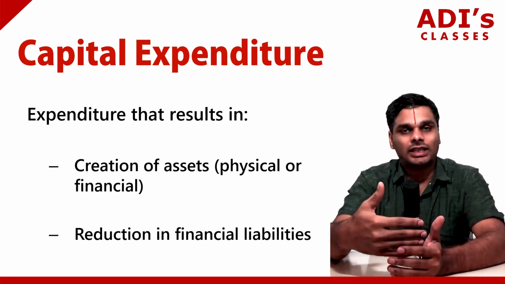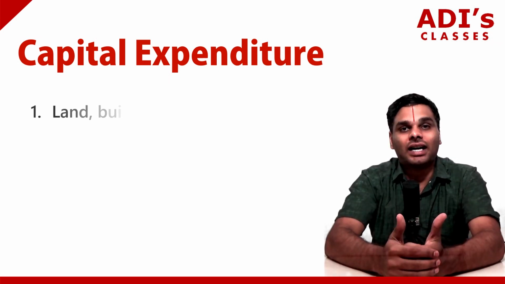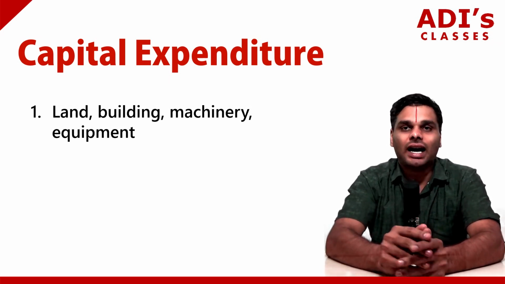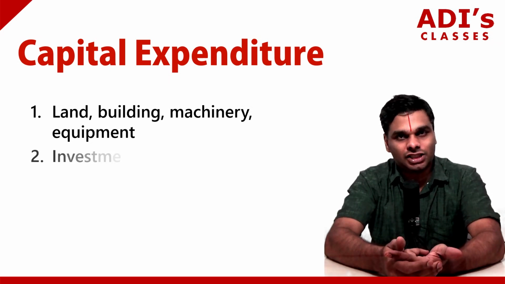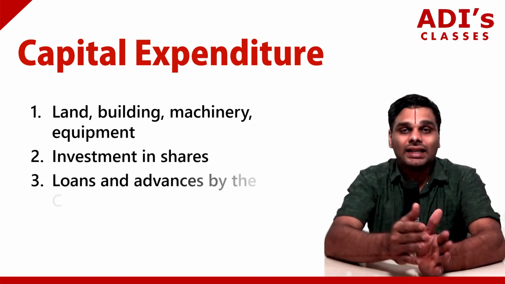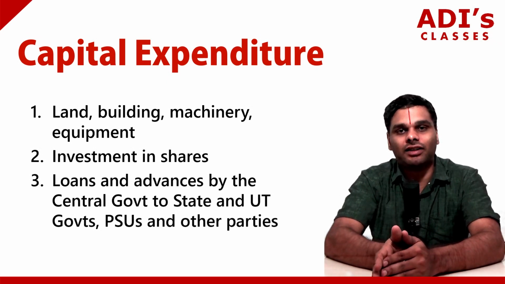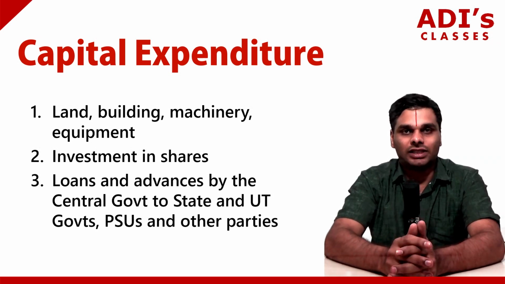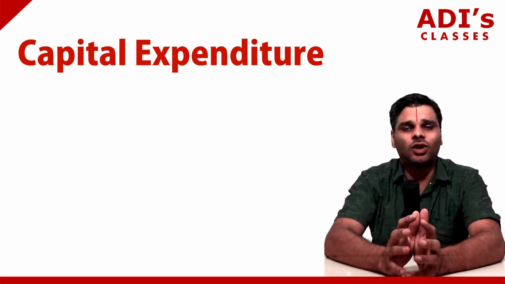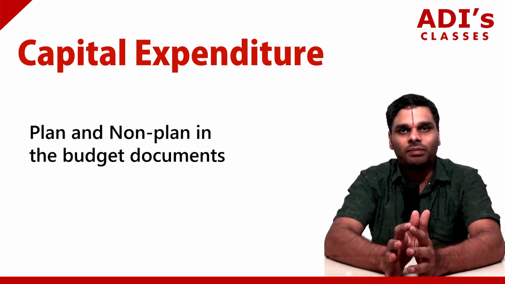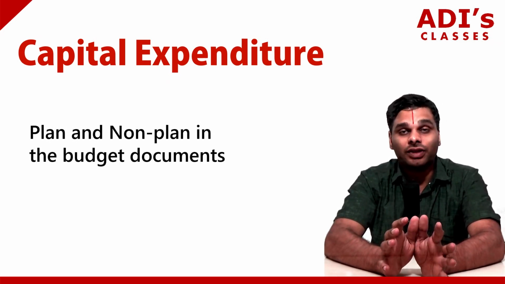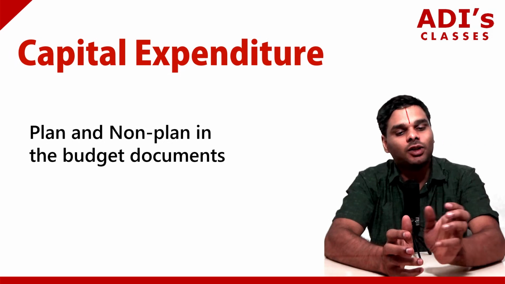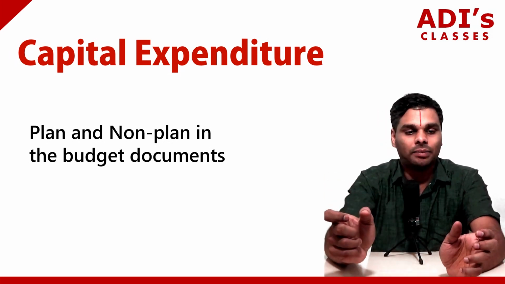So this includes the expenditure on the following. Number one, the acquisition of land, building, machinery, equipment, etc. All of these are asset creations. Investment in shares, loans and advances by the central government to state and other union territory government, PSUs and other parties. All of these are examples of capital expenditure. Capital expenditure is also categorized as plan and non-plan in the budget documents. So we have seen this in the initial flow chart, right? That capital expenditure is into plan capital expenditure and non-plan capital expenditure.